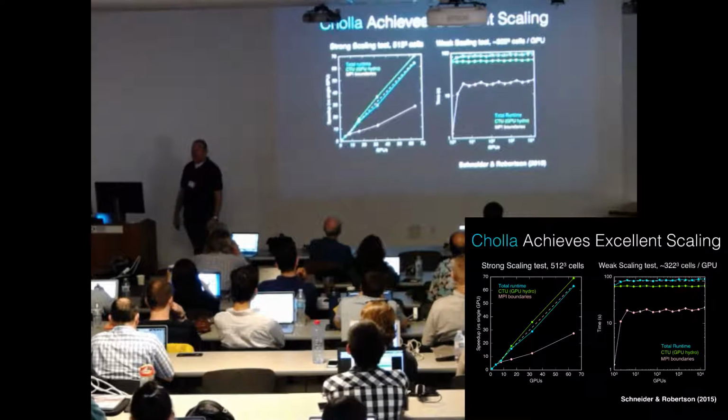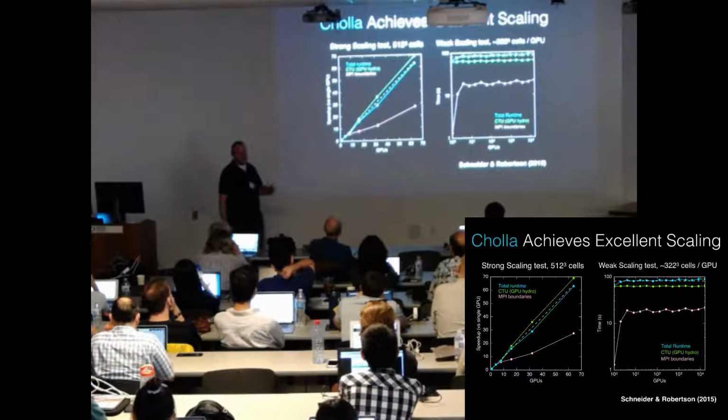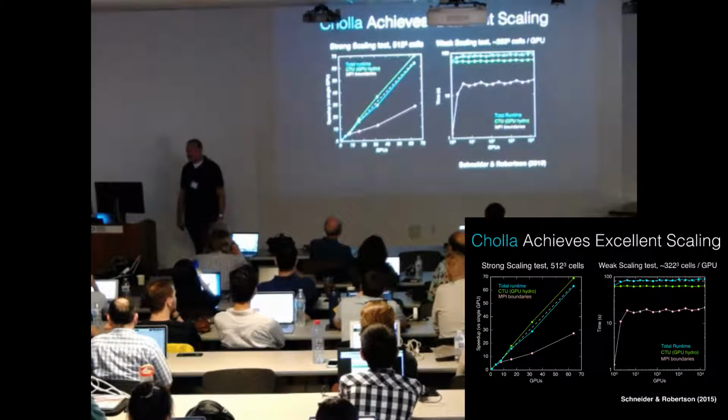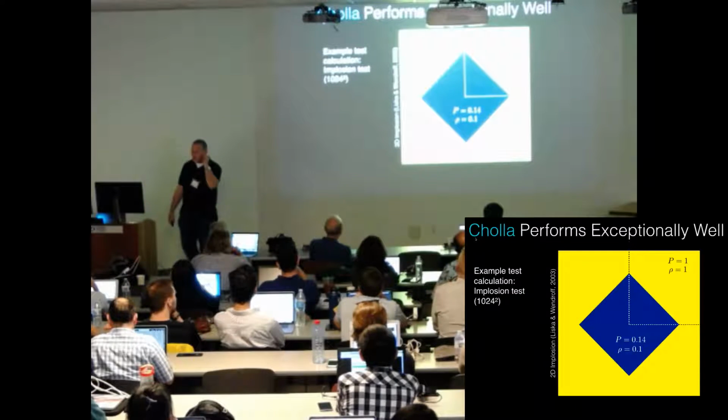And you can see we can do a simulation on 16,000 GPUs in the same amount of time if you keep the work per GPU the same as basically 1 or 2 GPUs. So that's pretty phenomenal. That means we can run extremely large simulations like I'm going to show you.